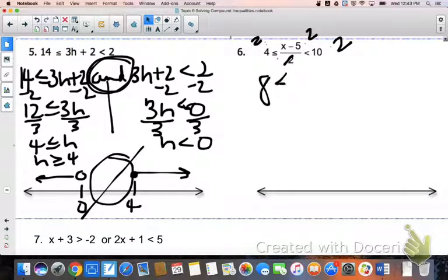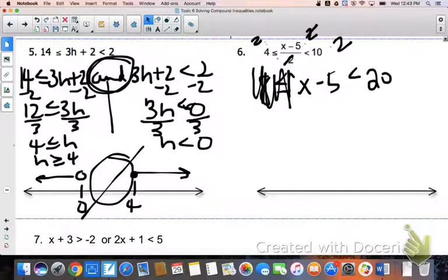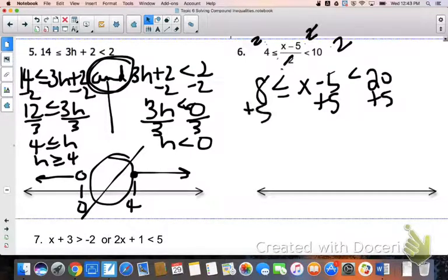So now I have 8 is less than or equal to, those 2's cancel, x minus 5 is less than 20. Okay? Now, again, cover up one side. Just look here. What do we do to solve that? We add 5. You did have 8 is less than or equal to, so now add 5 to that side as well. So 8 plus 5 is 13. Those cancel. I have x. 20 plus 5 is 25.